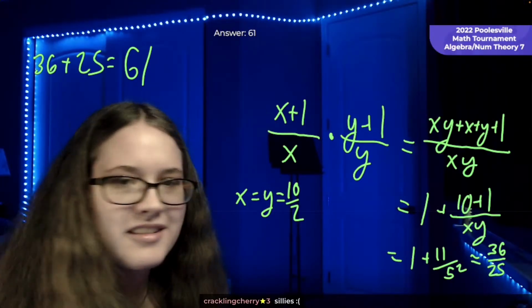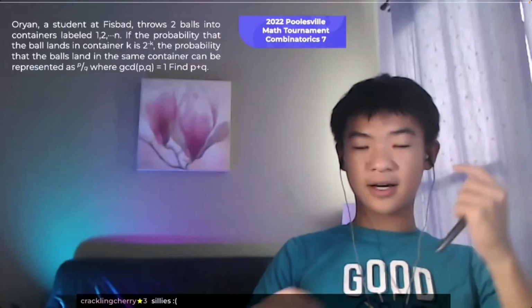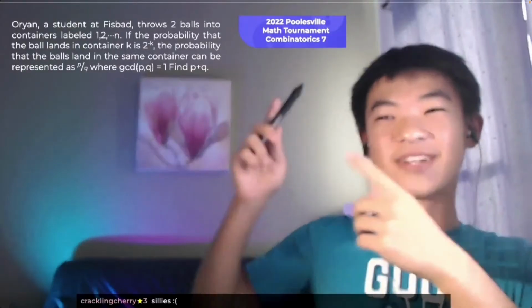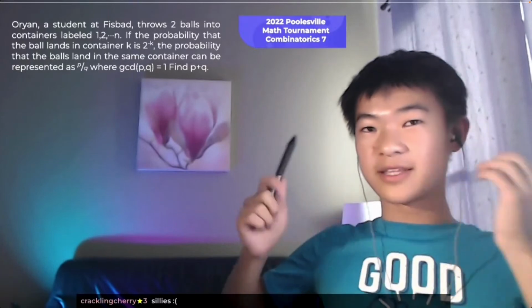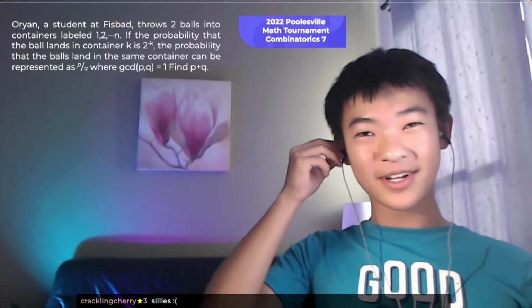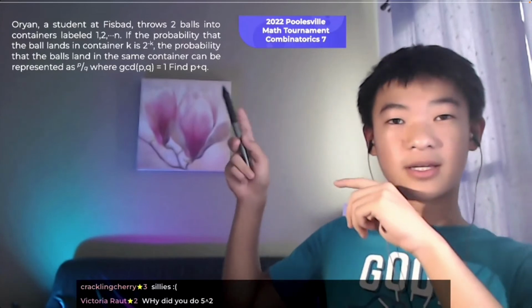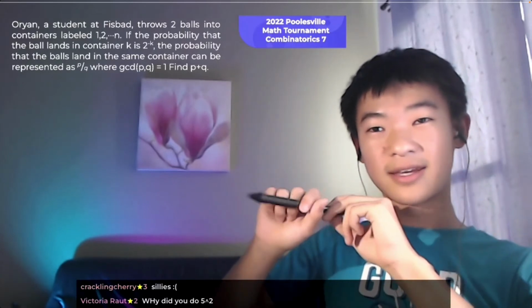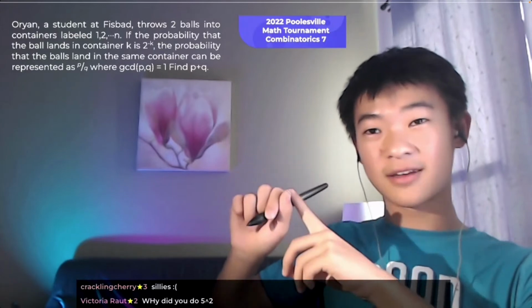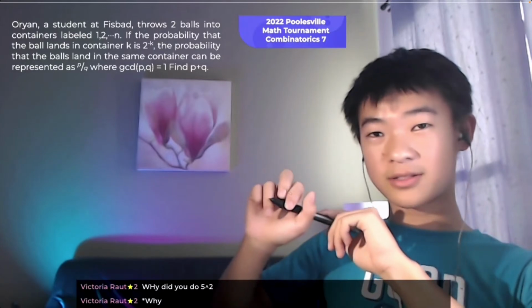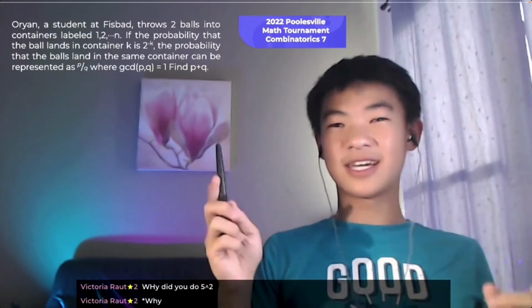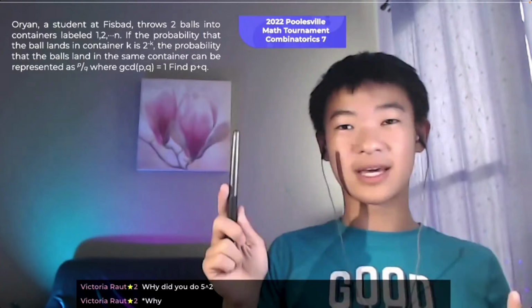Okay. Awesome. All right, so I will do the next question. This is combinatorics number 7. In this question, Orion, a student at FizBad, throws 2 balls into containers labeled 1, 2, all the way to n. If the probability that the ball lands in container K is 2 to the power of negative K, find the probability that the balls land in the same container, which can be represented as P over Q, where the GCD of P and Q is 1. Find P plus Q.